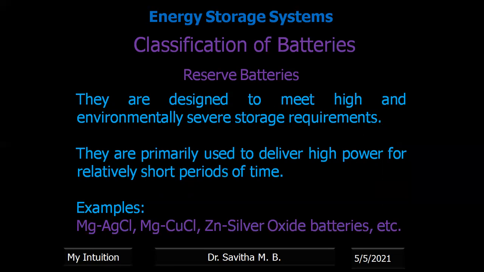Okay, they are primarily used to deliver high power for a relatively short period of time. Some of the examples are the magnesium silver chloride battery. All these are water activated batteries. Activated batteries means you just have to add water to prepare the electrolyte. Okay, there are also thermal activated batteries. Like I said, you just have to increase the temperature, and it will be ready for use. Okay, so this is the classification of batteries.